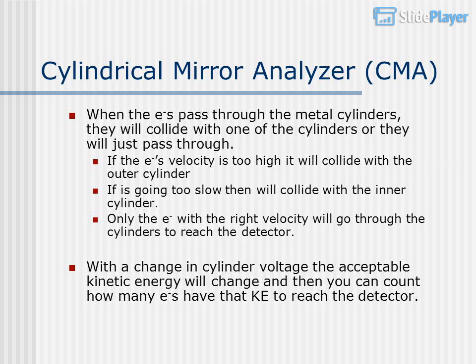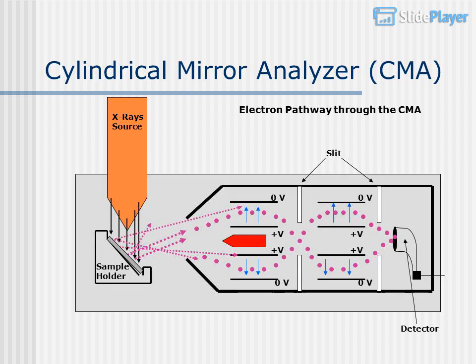With a change in cylinder voltage, the acceptable kinetic energy will change, and then you can count how many electrons have that K to reach the detector. Cylindrical mirror analyzer, CMA.